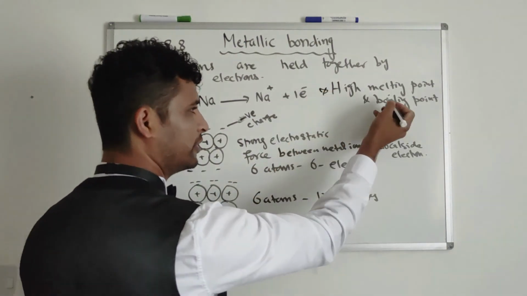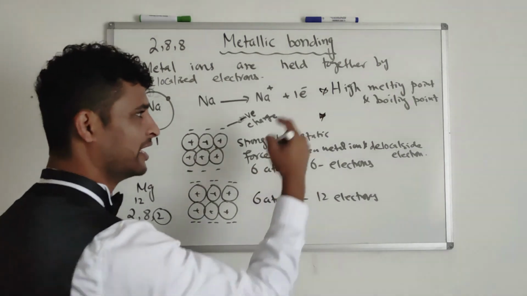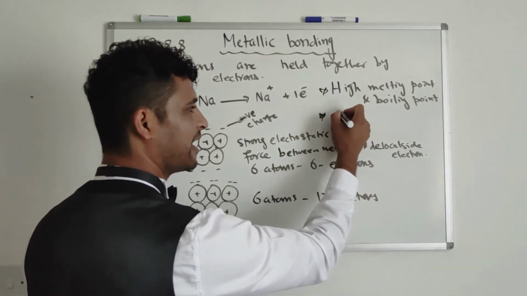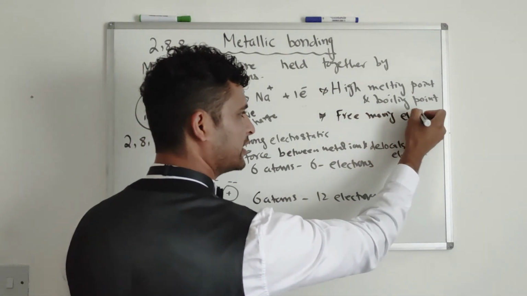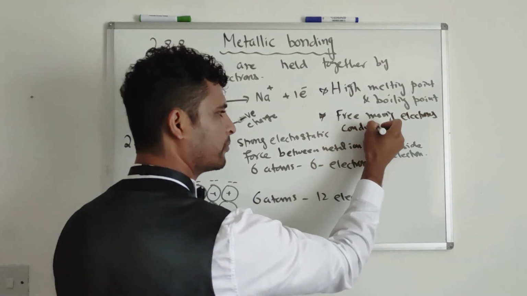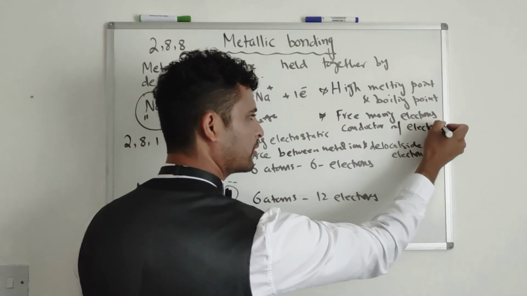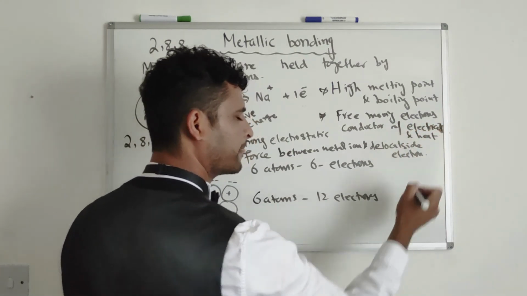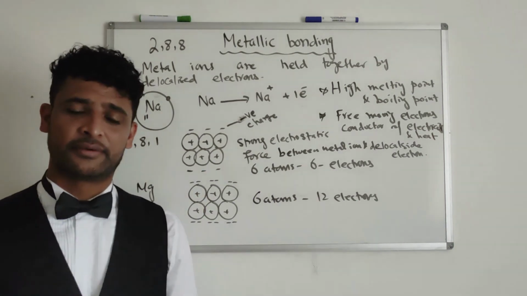So one property is a high melting point and boiling point because of the strong electrostatic force of attraction. And the second property is they have freely moving delocalized electrons, so they are good conductors of electricity and heat. So that's how metallic bonding works.